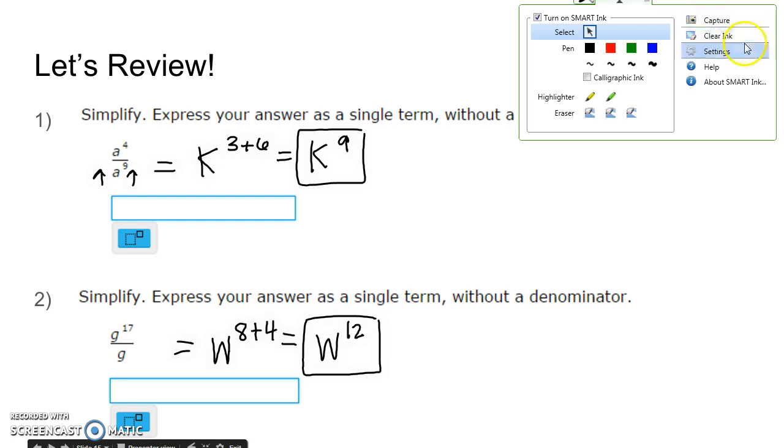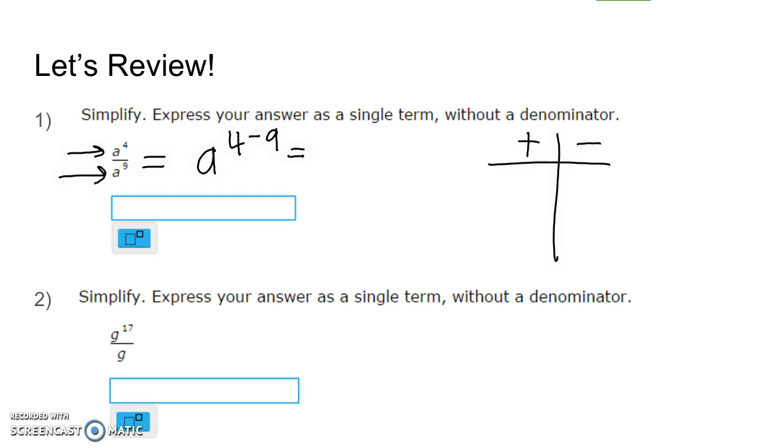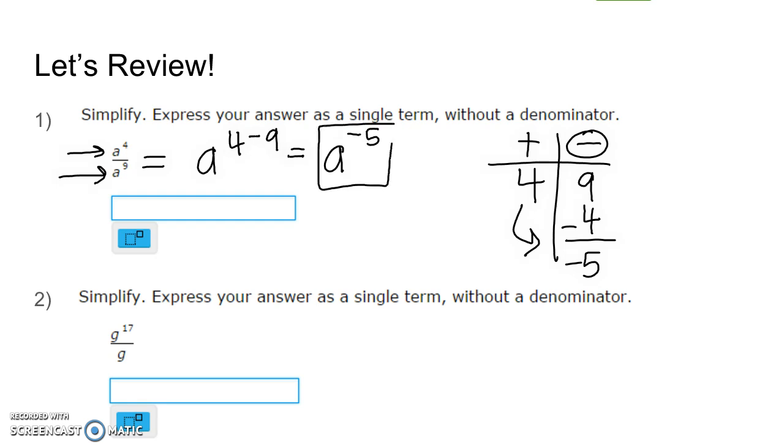All right. Next, let's practice the quotient rule that we learned yesterday. Again, we check and see, do they have the same base? A. So the base is A. And what do we do with those exponents? We subtract them. 4 minus 9. We did this one yesterday. Remember, we had to draw a T-chart. 4 is positive. 9 is negative. We bring over the smaller number, and we subtract. It would be negative 5. A to the negative 5th power.